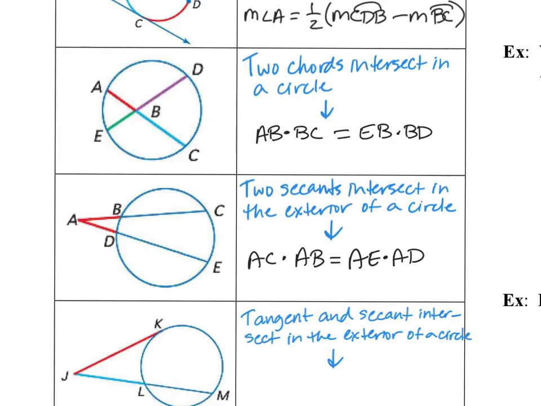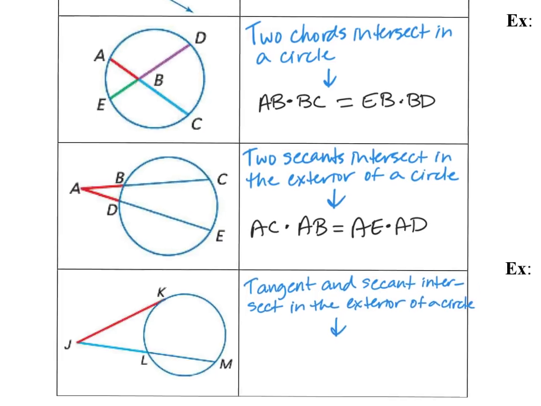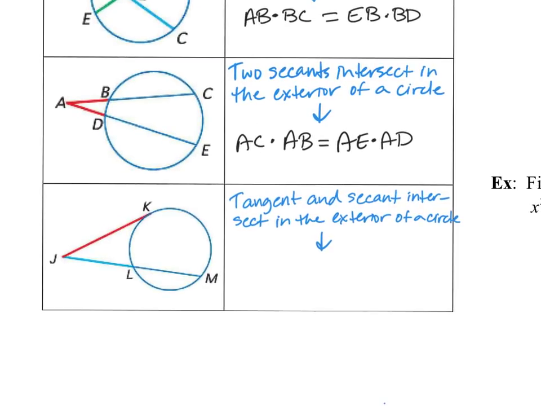All right, so again, the measure of the entire secant times the outside is equal to the measure of the other entire secant times the outside. Now this next theorem, this time we have a tangent and a secant that intersect in the exterior of a circle, but it's still the same idea. It's still going to be the entire segment times the outside part is equal to the measure of the other entire segment times the outside part.